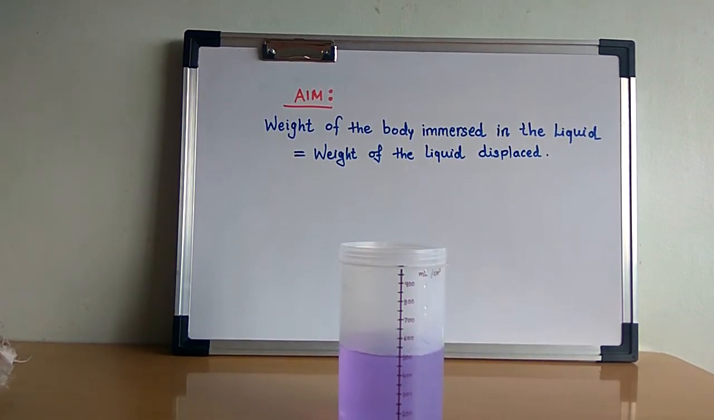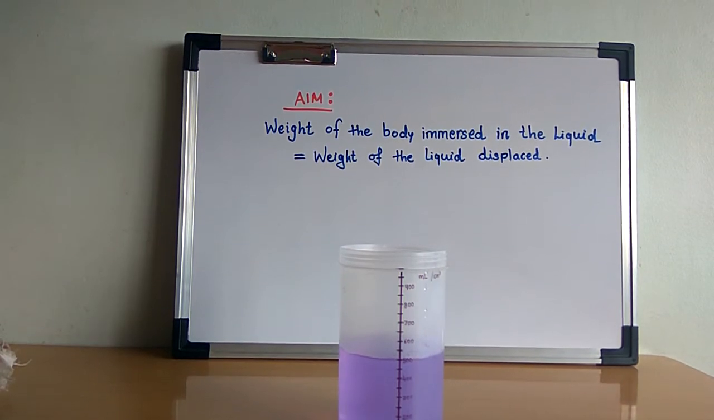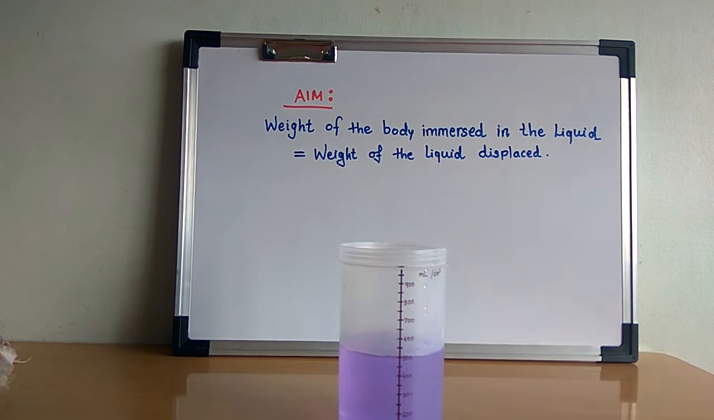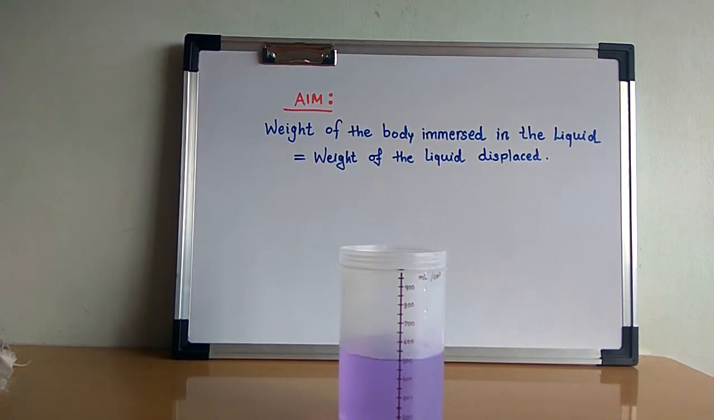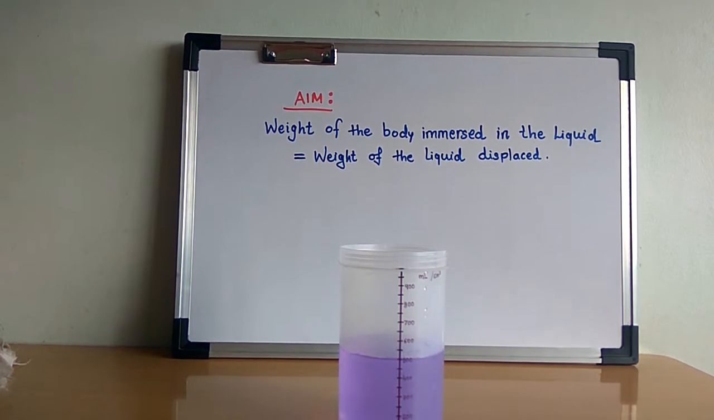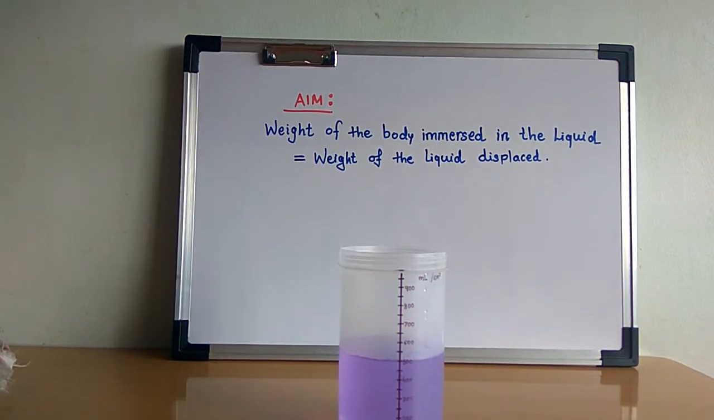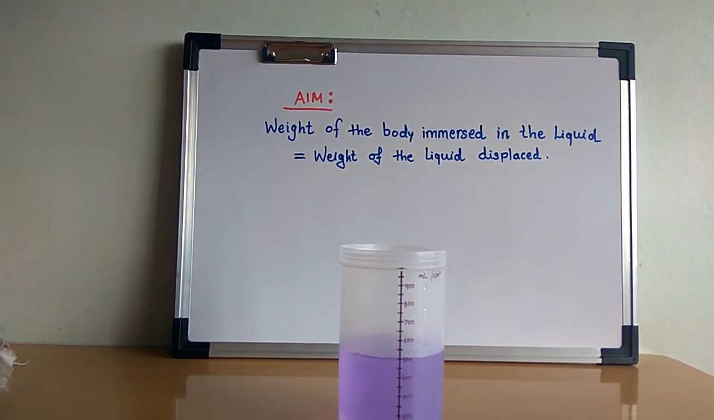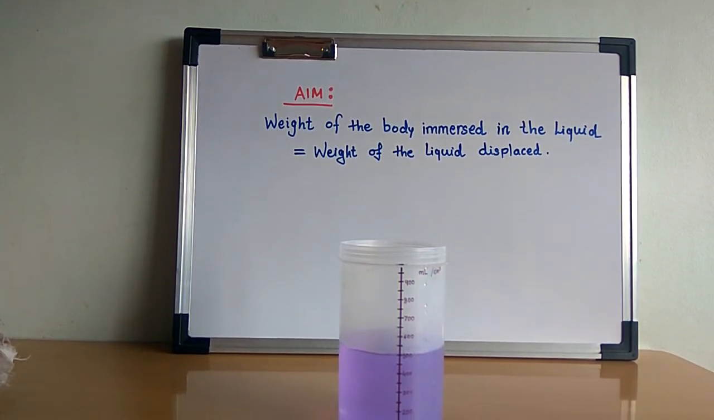In this experiment, we are going to show that the weight of the body immersed in the liquid is equal to the weight of the liquid displaced by it. So that means when a body is immersed in a liquid, when a body sinks in a liquid, it will occupy some volume and it will displace some water. In this case, the liquid is water. So the weight of the body and the weight of the liquid displaced by the body are the same. And we are going to show that.